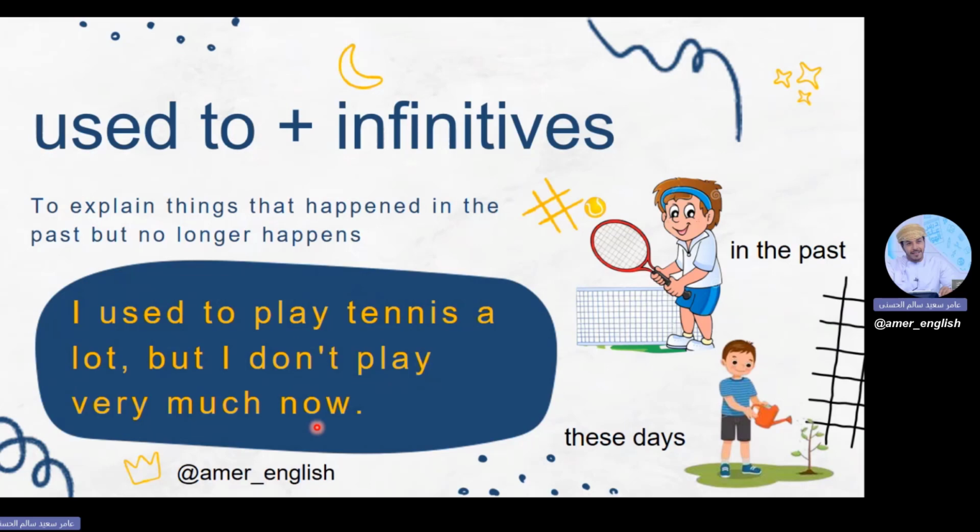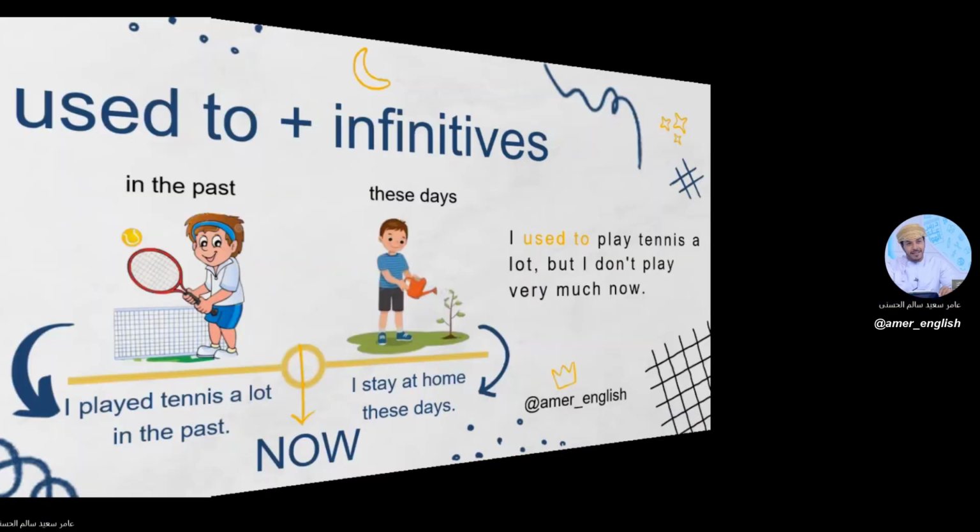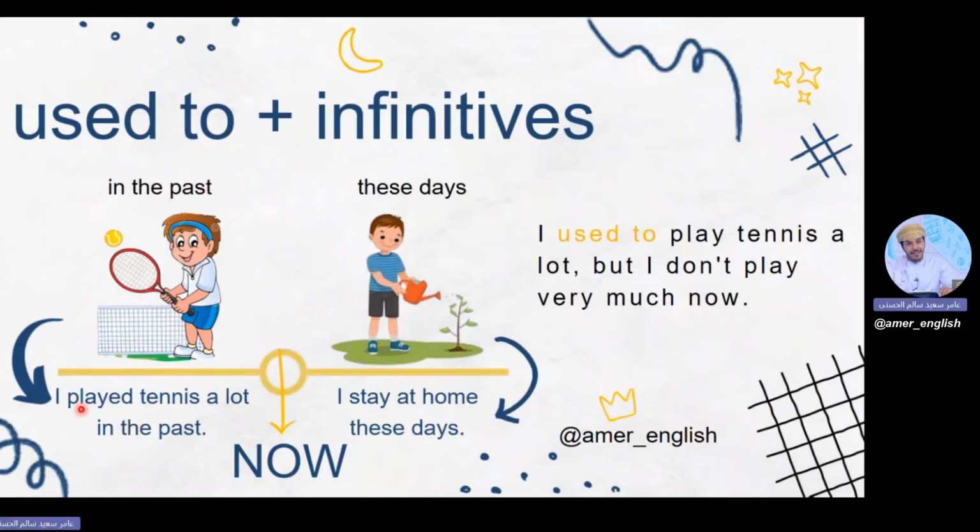What does that mean? It means when he was young, in the past, he used to play tennis regularly from time to time, but he has stopped playing tennis recently. So he says, I don't play very much now. So maybe now he prefers to plant the trees. So he played tennis a lot in the past, and this is what this picture says. But nowadays, for example, he waters the plants.